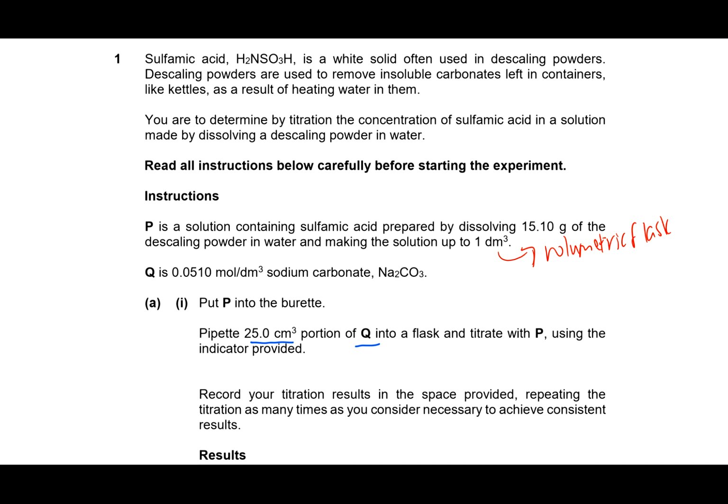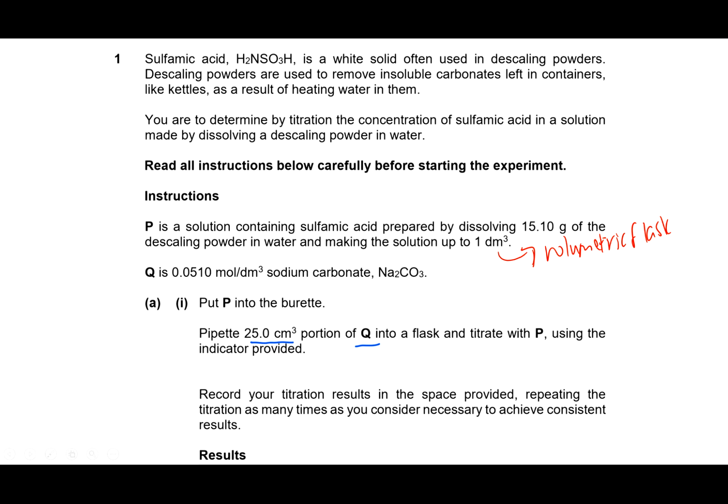So P, you're supposed to put inside the burette. Can you still remember what a burette looks like? The burette is the tall one, and it is used to find out the volume that is necessary to react with the sodium carbonate. Then for Q, you're supposed to pipette a 25.0 cm³ portion into the flask and titrate with P using the indicator provided. We went through the pipette with the pipette filler in our first lesson. You draw the liquid out and then pass it into the conical flask. There will be an indicator provided, based on the reaction you are doing.